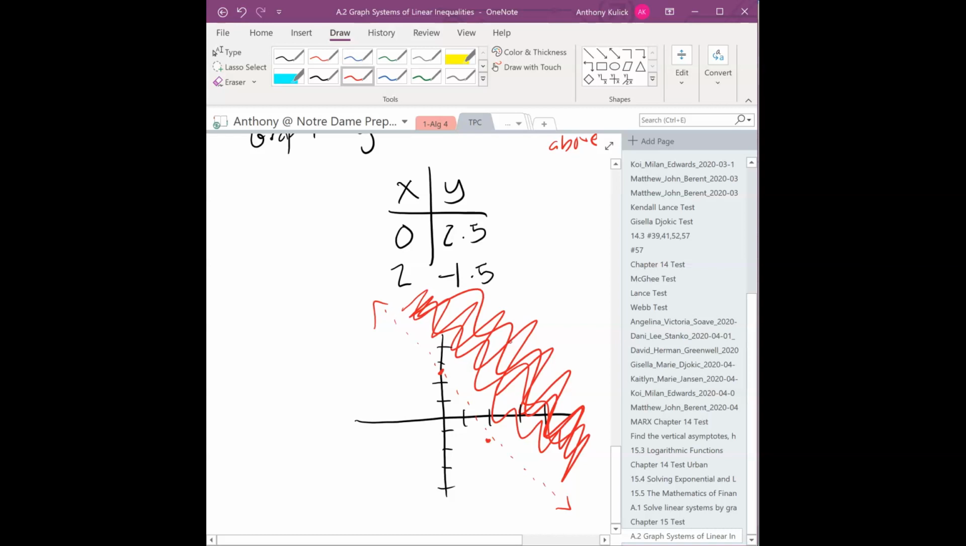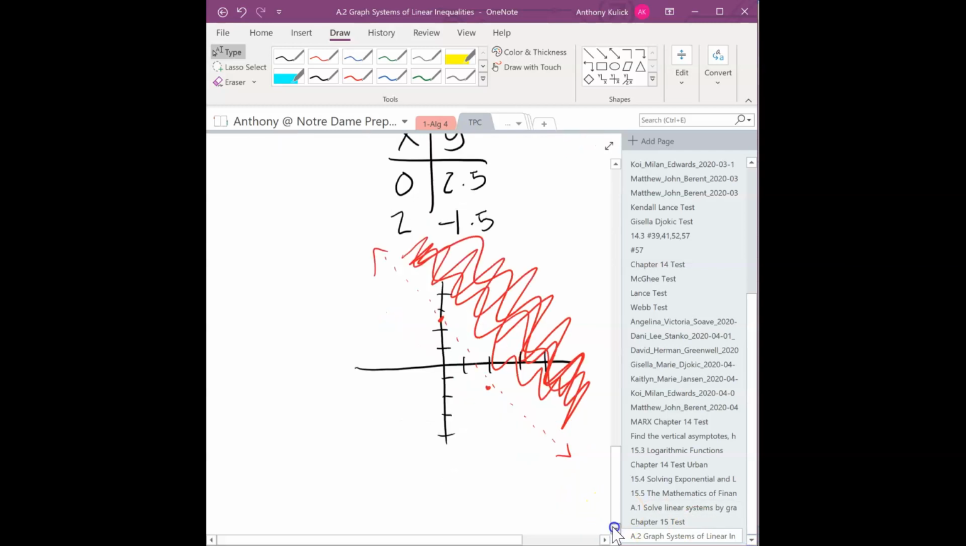And that's it. That's how we graph a single inequality. Okay, so that's not too bad. What's the difference when we graph a system of inequalities?